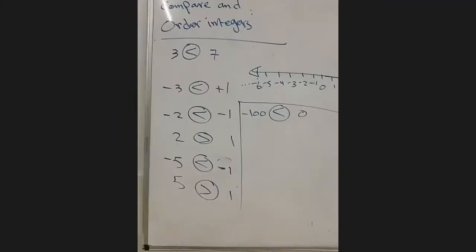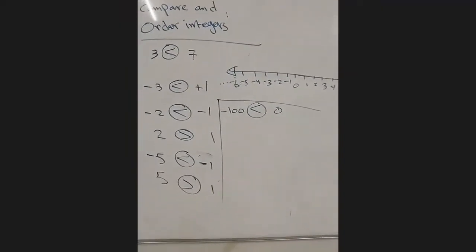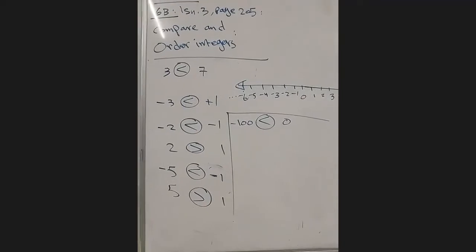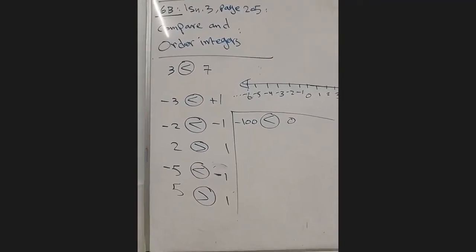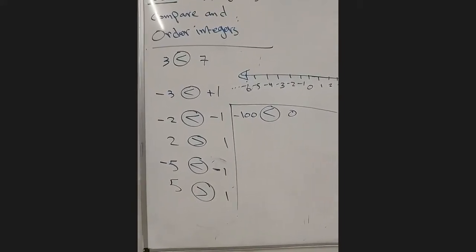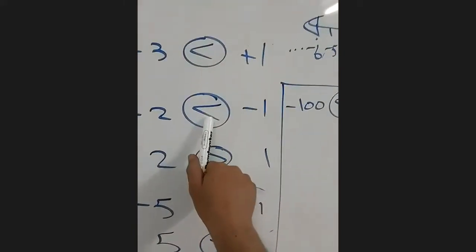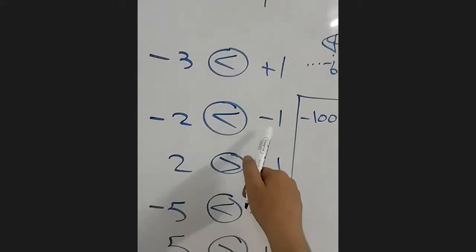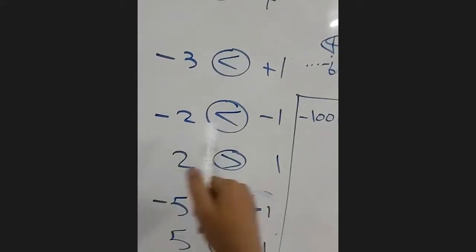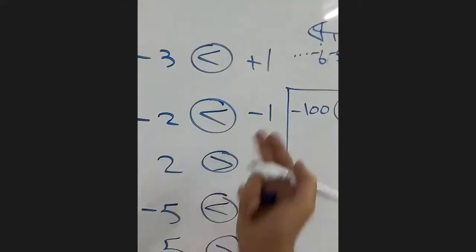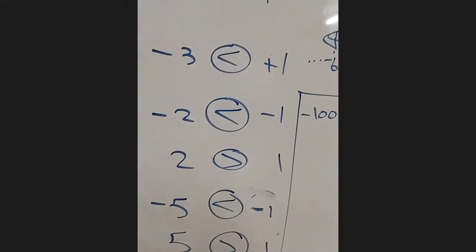Omar, yes, Omar. Mister, I don't understand where we put the arrow. The arrow to compare, inside the circle. This is how to compare. Which one is bigger, -1 or -2? -1 is bigger, so we make it open toward -1. Got it? Yes.